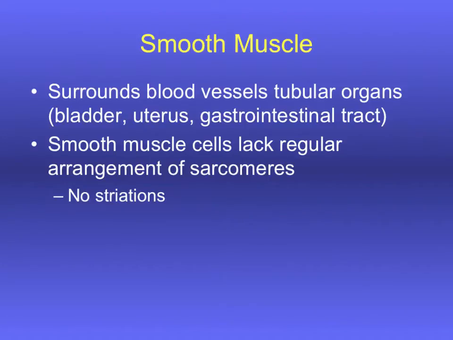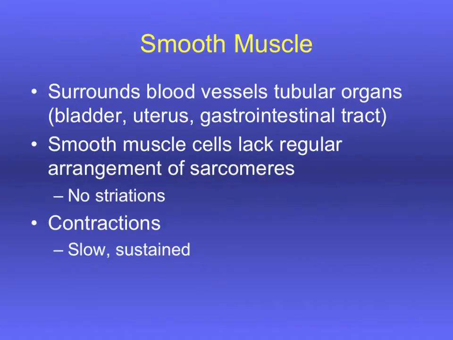There are no striations, so we know smooth muscle is non-striated muscle. It doesn't have the orderly arrangement of fibers like we see with cardiac and skeletal muscle. We also know smooth muscle is involuntary, so you don't control it consciously. Contractions tend to be slow and sustained. There's not this explosive power that we see with either cardiac or skeletal muscle, so it's a different kind of muscle altogether. But very important, certainly, when it comes to vasodilation, vasoconstriction, or moving the remnants of your meal down your gastrointestinal tract.